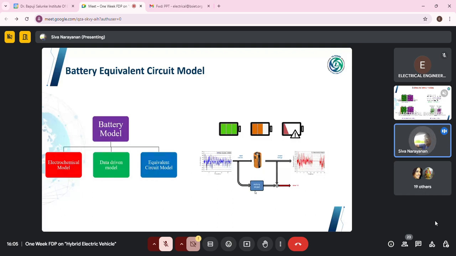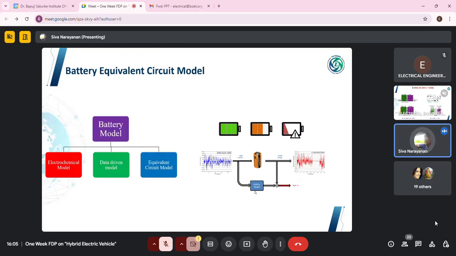But the main drawback in the data driven model is that the model is formed purely based on your experimental data. If you have high quality data and a high number of data points, that model can be used for your data forming purpose. But if your data itself is a little bit impure, your model will also be less accurate.